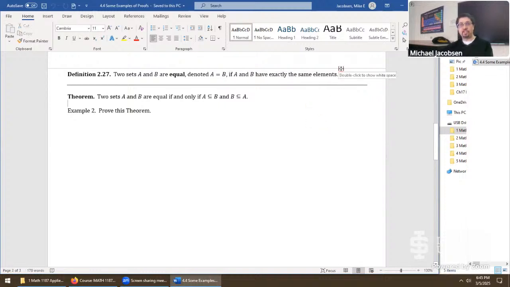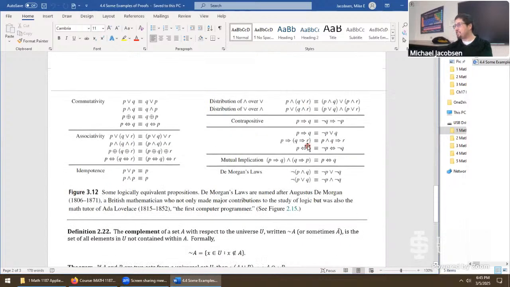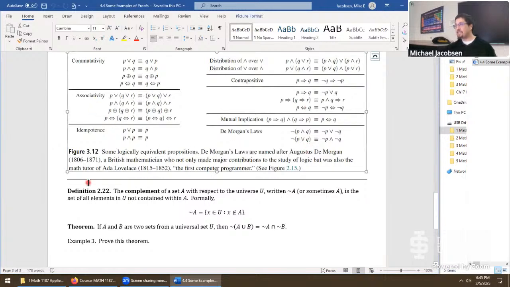It's a good working definition, but actually with set equality, this is the way we really use and verify set equality. Two sets are equal if A is a subset of B and B is a subset of A. That's kind of weird, but if you think about it, it ought to be true. And it is, we'll prove it. But maybe the bigger example that we're going to get into is going back to this table of logically equivalent propositions.